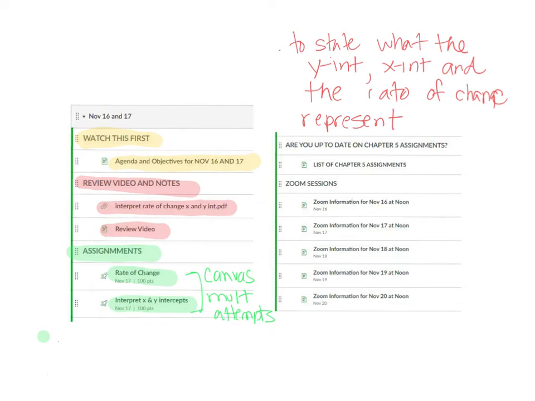Okay. Since we are a week into Chapter 5, I want you to take today to pause for a second and ask yourself, are you up to date on Chapter 5 assignments? And more than are you just up to date, do you understand what's going on in Chapter 5? So when you click on here, this is a list of Chapter 5 assignments. You'll notice that it's broken into 2 categories, that there are categories that are Canvas quizzes, and then assignments that were from Math Excel.